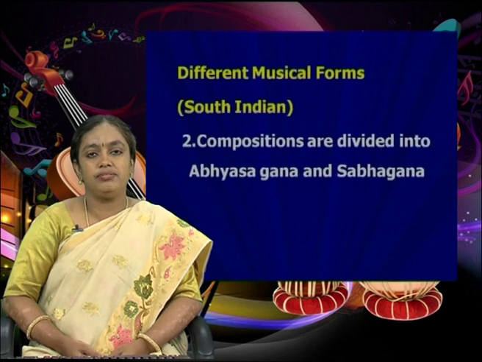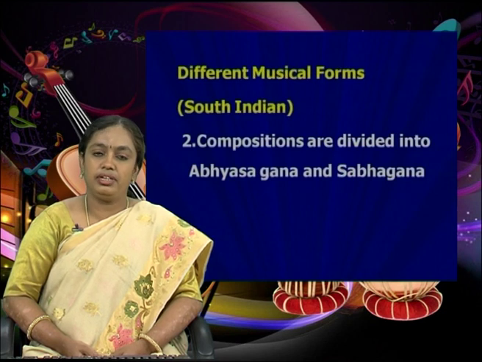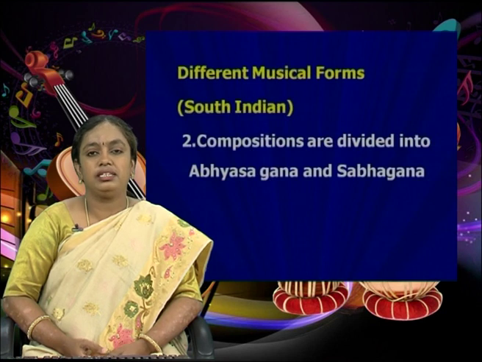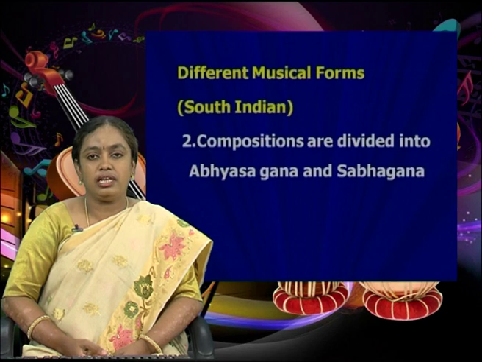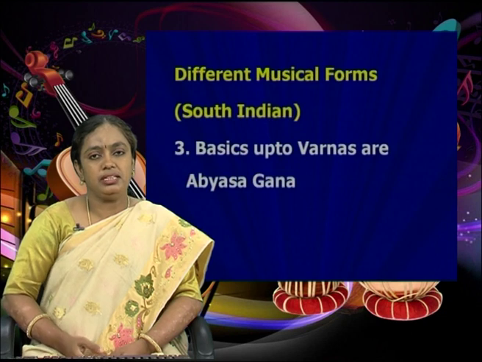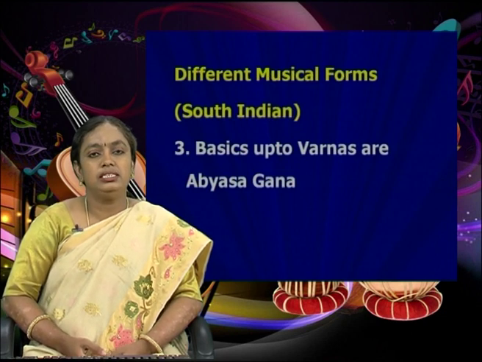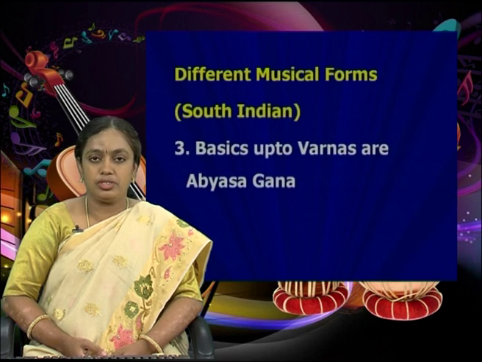These lakshanas are different in varnas and different in kirtanas and different in the basics, that is sarali swaras, alankaras, swara jatis and swara pallavis and many more. You will get the details of these items in the future. Now let us go to the different musical forms of South India, and the compositions are divided into Abhyasagana and Sabhagana. Abhyasagana is nothing but the learning lessons of Carnatic music of South India.